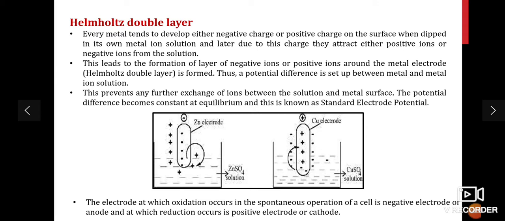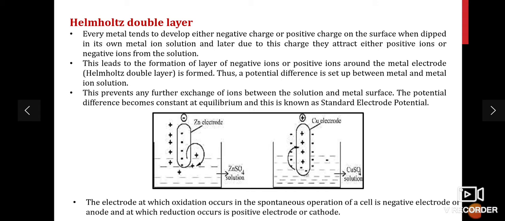If you dip a zinc electrode in zinc sulfate solution, it will develop positive charge in the solution and the electrode becomes negative. So this leads to the formation of a layer of negative ions or positive ions around the metal electrode, that is called the Helmholtz electric double layer. So a potential difference is set up between metal and metal ion solution, right?